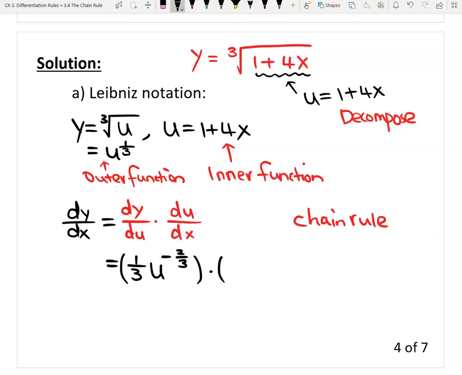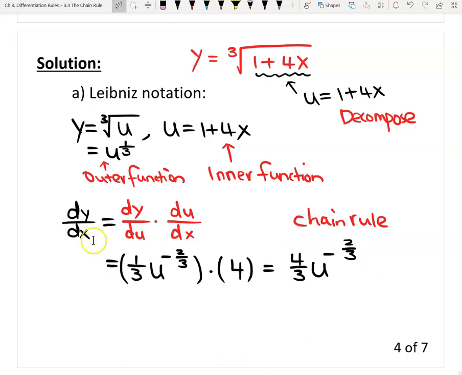Our counter times the derivative of the inner. What is the inner function? Here is the inner function. du/dx is what? du/dx equals the derivative of u with respect to x. You know what that means. The derivative of 1 is 0. The derivative of 4x is 4, right? So what do we get? We get a 4. Okay, so easy. Then we put the 4 and the 3 together. What do we get? Let me simplify a little: 4/3 times u to the negative 2/3.